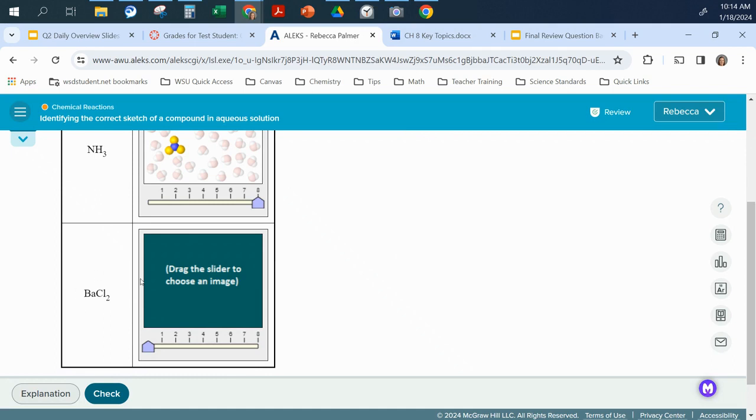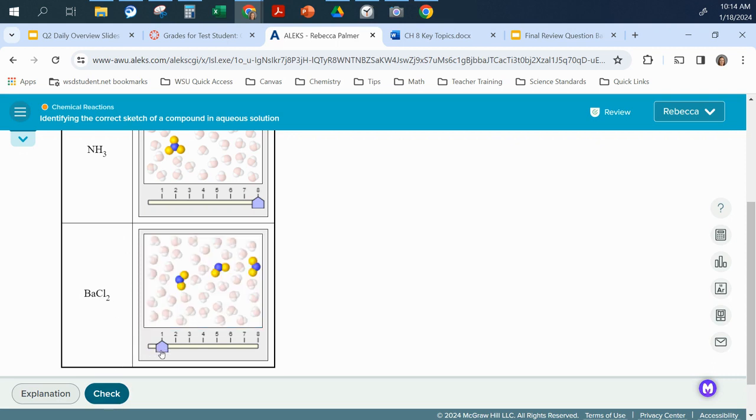Okay, how about this one? Barium chloride. This one's ionic. Good. So the ions are going to split. We have 1 barium for every 2 chlorines, so our model has to show that. For every 1 barium, we need 2 chlorines floating around. Chlorines are not attached to each other. They're separate. So let's see if we can find something that looks like this.